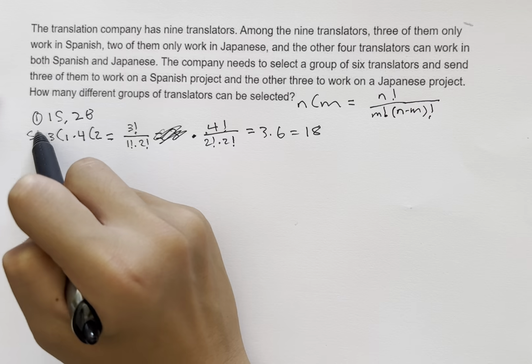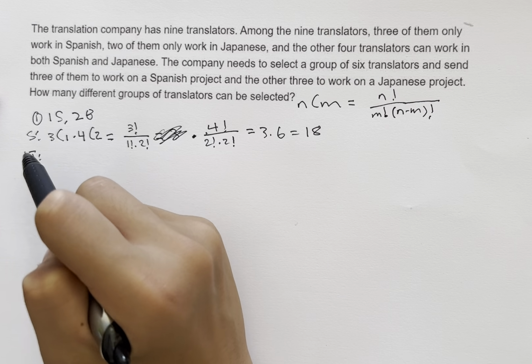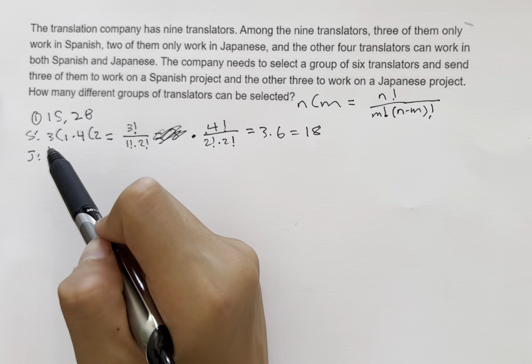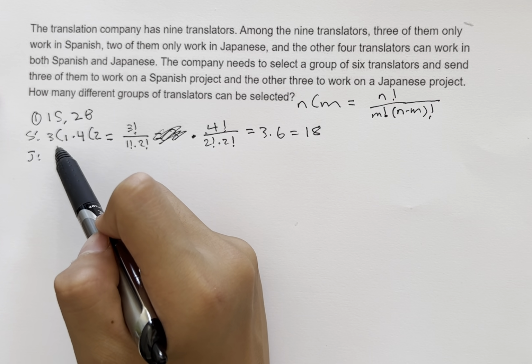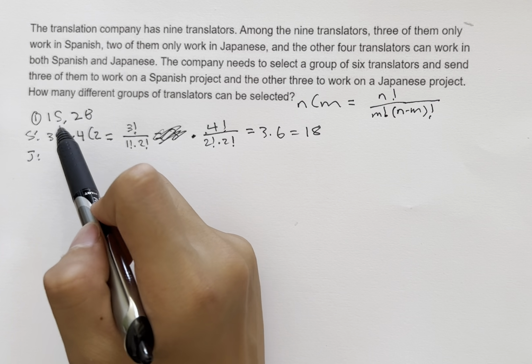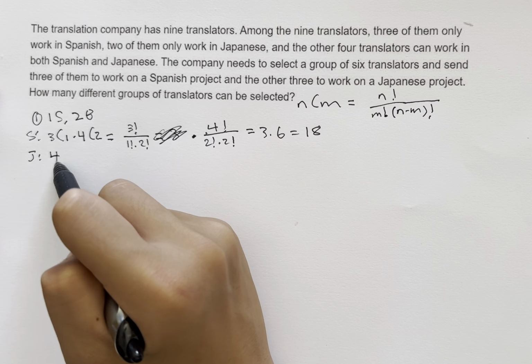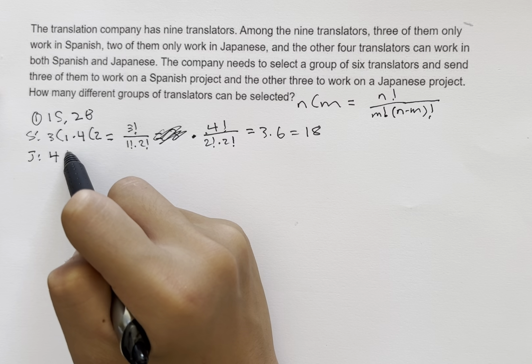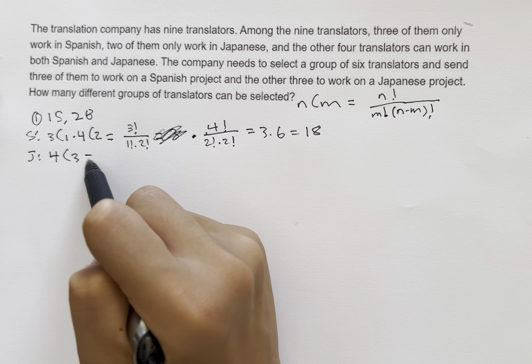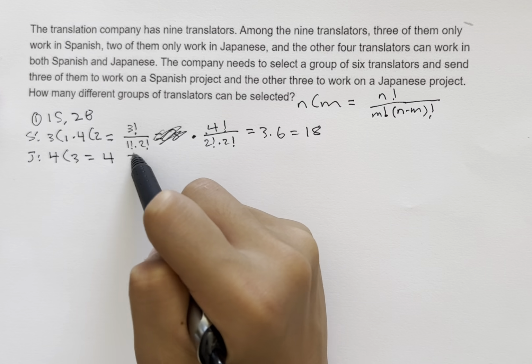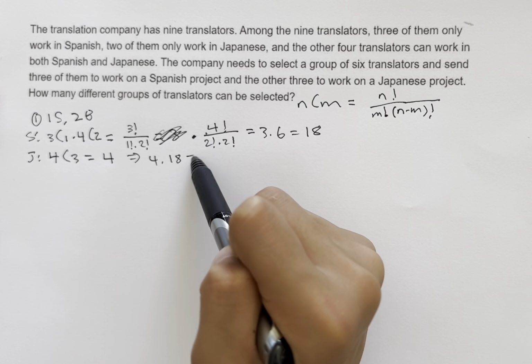Then this will be for Spanish. Then in this case, you'll get the Japanese. Well, we already used 2 from the both, so we still have 2 left. And 2 plus 2 equals 4 people who can work in Japanese. Then we need to choose 3 from the 4. So 4C3 equals 4. So you'll get 4 times 18 equals 72 for this case.